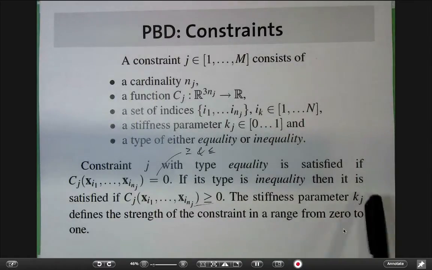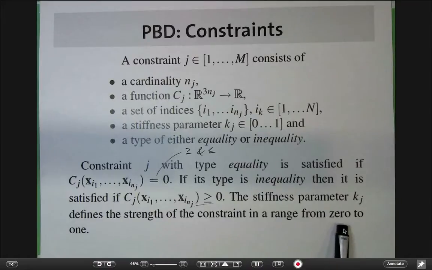And as I said, the stiffness parameter defines the strength of the constraint. And you can already see one obvious difference. Instead of going from 0 to some arbitrarily large number, as in Hooke's law, here the stiffness of the constraint goes just from 0 to 1.